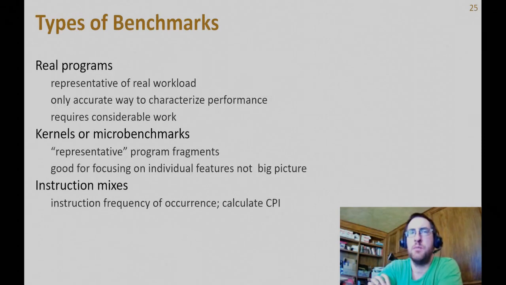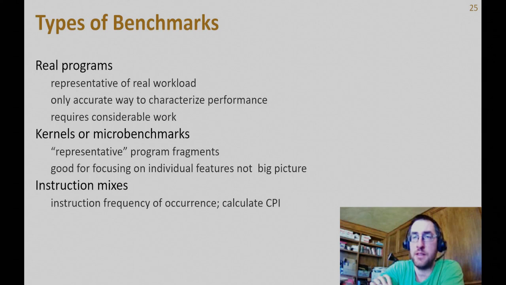There's several kinds of benchmarks. The best benchmarks are real programs that are representative of real workloads. Another really common approach is called a kernel or micro benchmark or synthetic benchmark. These are fragments of programs. So kernels are really popular in scientific computational mathematics kind of workloads.